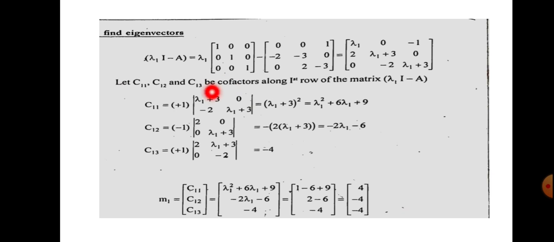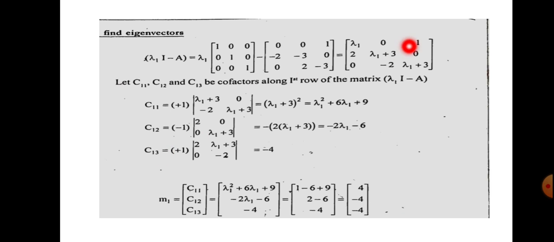So the first row: this is C11, this is C12 and this is C13. So how can you find C11? C11 is equal to plus 1 into, you have to eliminate this row and column. So the rest of the matrix is this one. You have to find the determinant, so you will get this equation. Similarly C12, the sign is minus 1, and this row and column will be omitted. So you will get 2 0 0 lambda 1 plus 3. That is written here, and that will give you this equation.